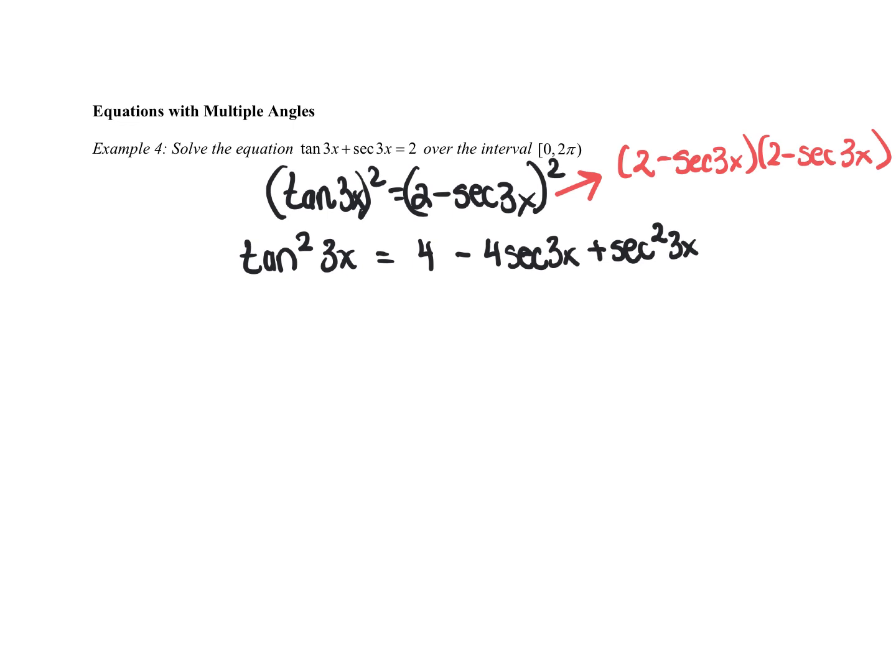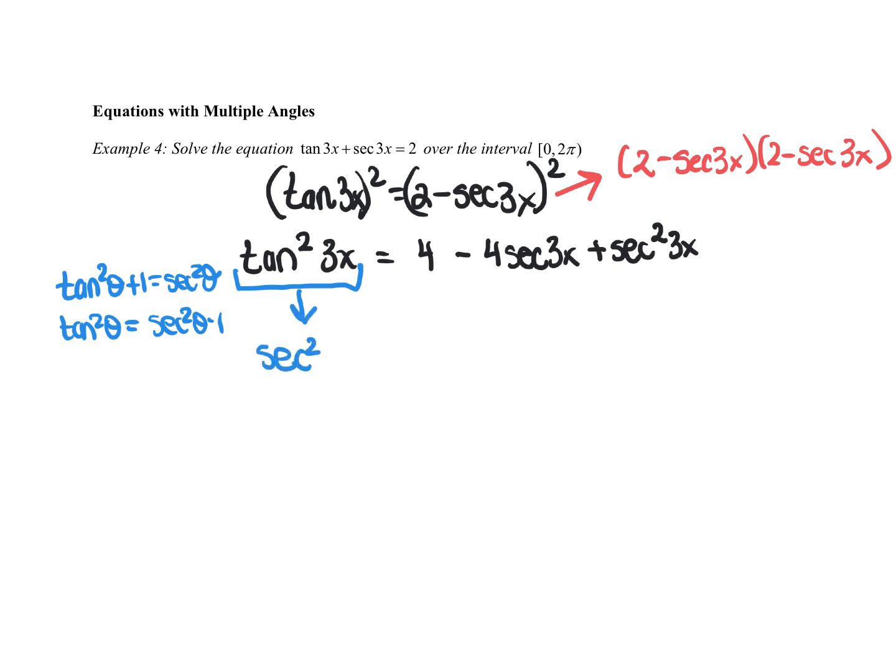On the right side of the equation, I definitely have more secant stuff. So I'm going to change this thing right here by a Pythag. I know that tangent squared theta plus 1 equals secant squared theta. So tangent squared theta equals secant squared theta minus 1. So this piece is going to become secant squared 3x minus 1 equals my 4 minus 4 secant 3x plus secant squared 3x.